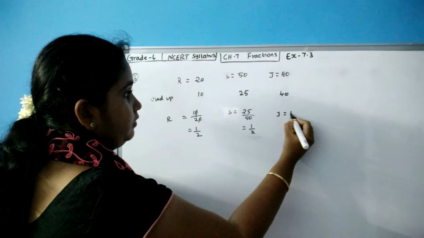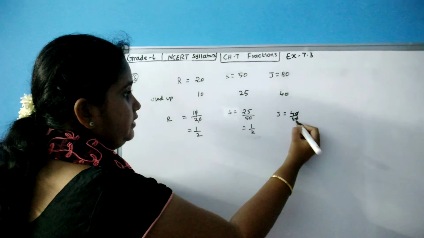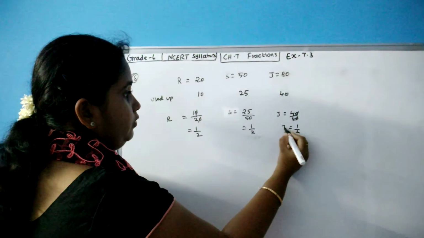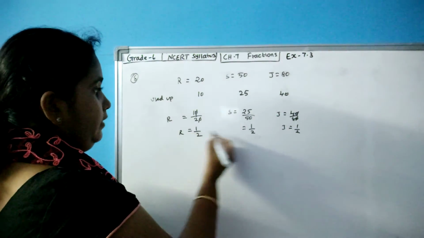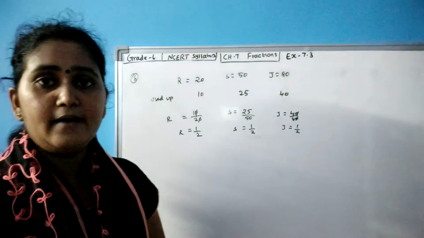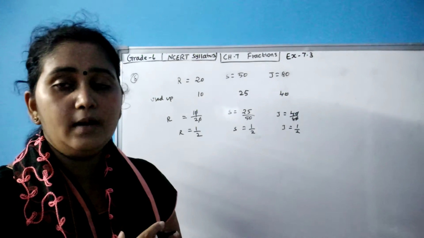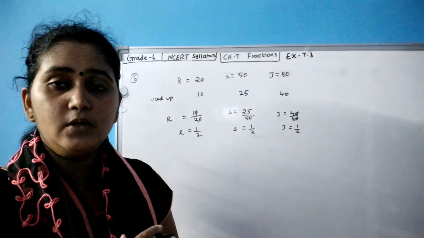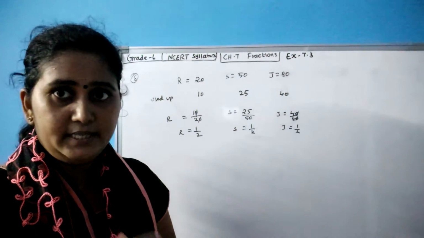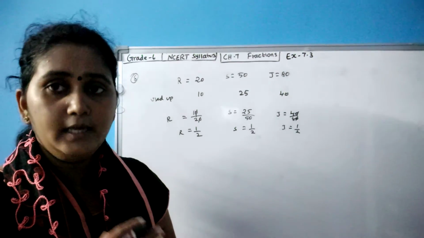Jamal, you get 40 by 80. That is 4 by 8. That is again 1 by 2. So they had, within 4 months, they have used half of the pencil they had. So they had used an equal amount of fractions. That is equal amount of pencils of which they having. That means the fractions are equal.